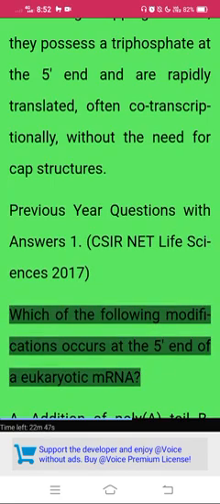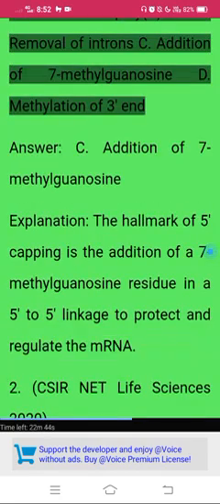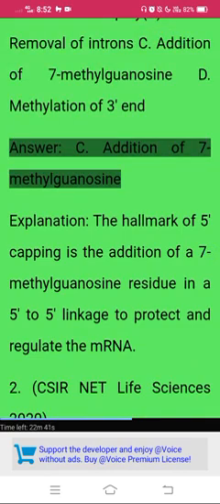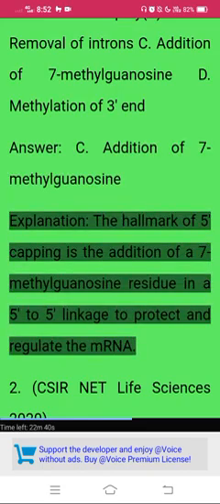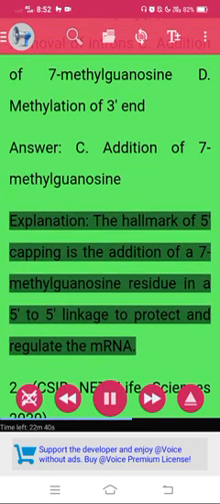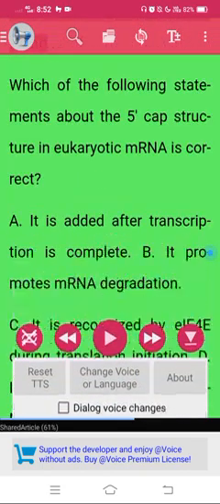1. CSIR NET Life Sciences 2017. Which of the following modifications occurs at the 5' end of a eukaryotic mRNA? A. Addition of poly A tail. B. Removal of intron. C. Addition of 7-methylguanosine. D. Demethylation of 3' end. Answer: C, addition of 7-methylguanosine. Explanation: the hallmark of 5' capping is the addition of a 7-methylguanosine residue in a 5' to 5' linkage to protect and regulate the mRNA.